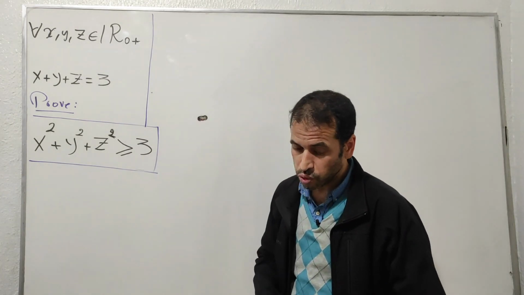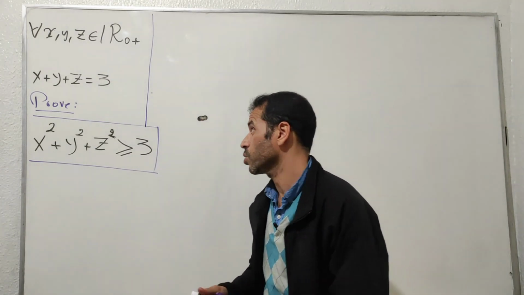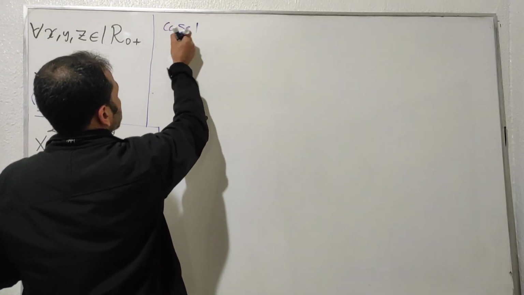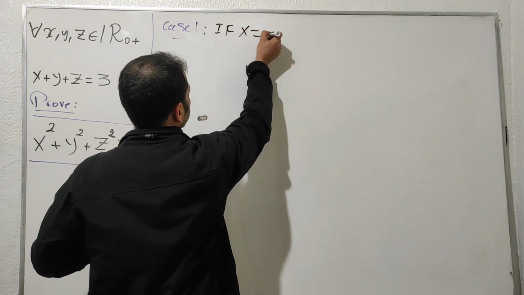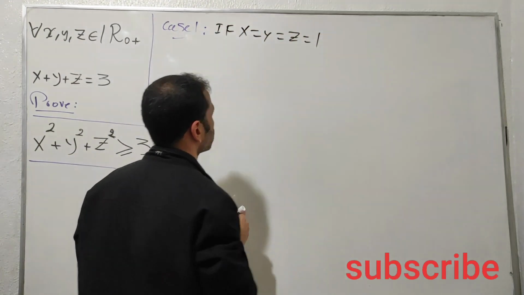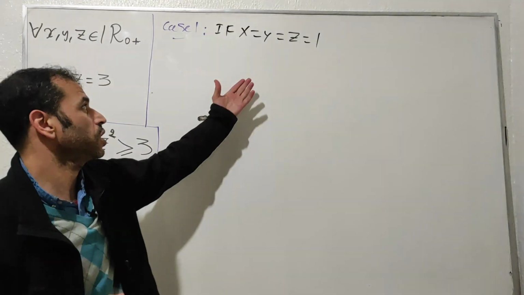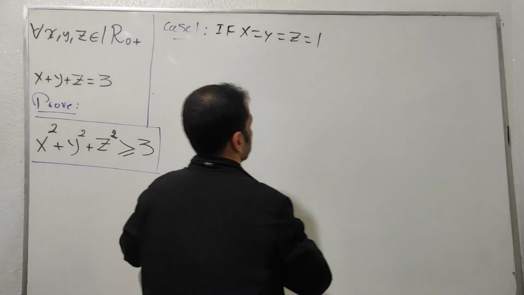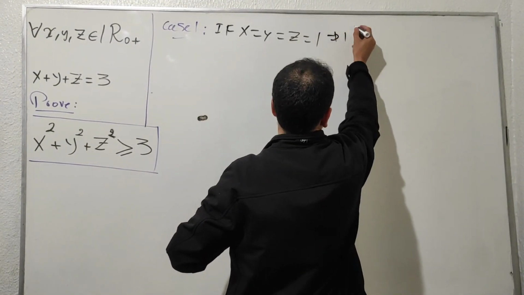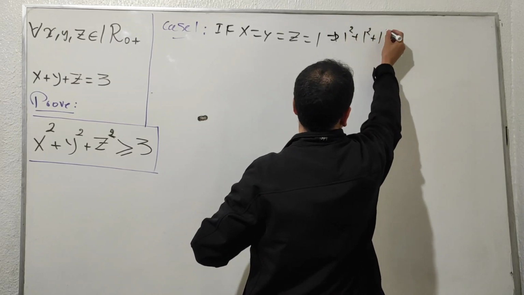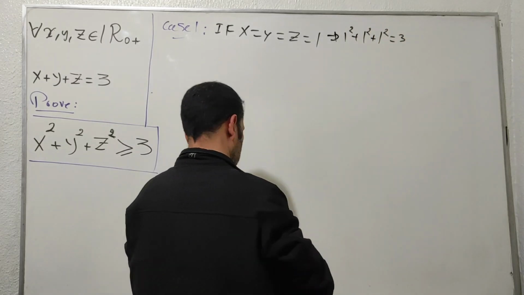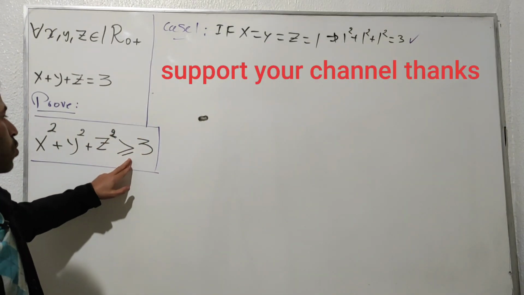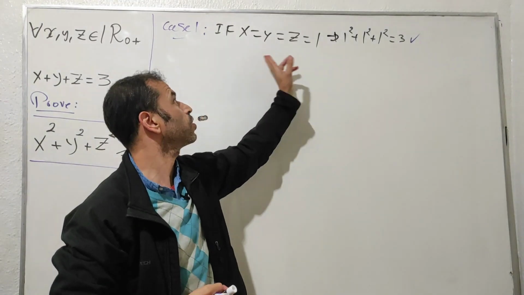So now, first of all, we are going to consider equality for these values, x equals y equals z. Okay? So let's break this into two cases. Case number one: x equals y equals z equals 1. This equality occurs only if these three values are equal to each other. So this gives us 1 squared plus 1 squared plus 1 squared, which equals 3. So we are good to go, because we have equality here, which means we have proven the first case.